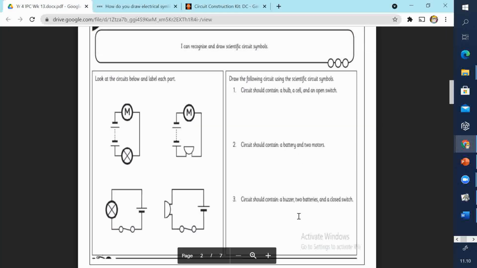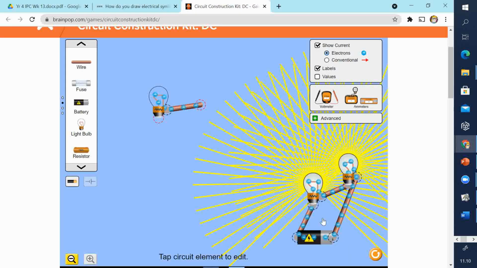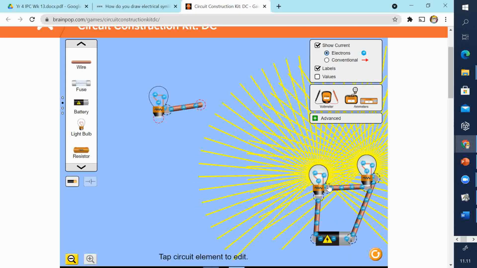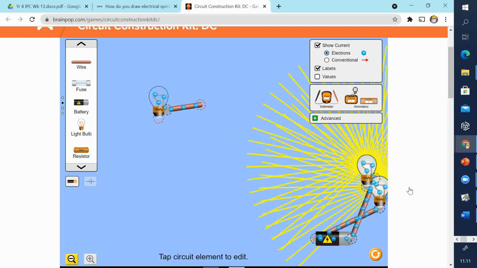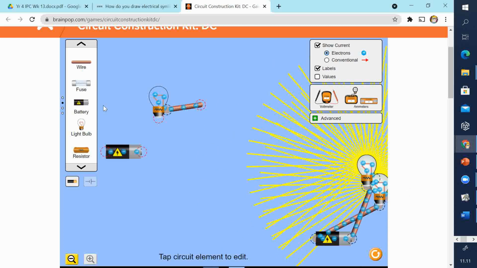Okay, so we're on the last one. Number 3 should contain a buzzer, 2 batteries, and a closed switch. So we're going to use our. I can't turn this off. Okay, I'll put that in the corner somewhere. Okay, 2 batteries. 1, 2. I'll just put them next to each other like this.